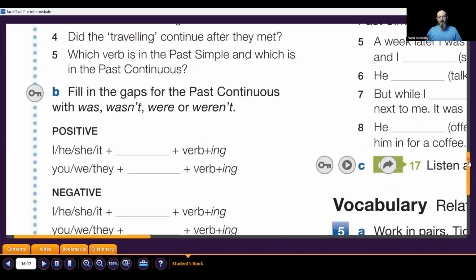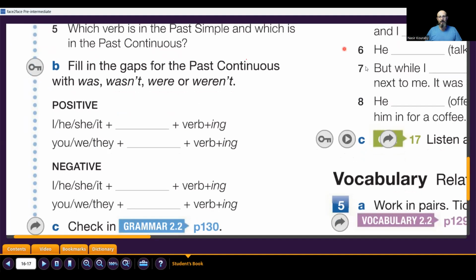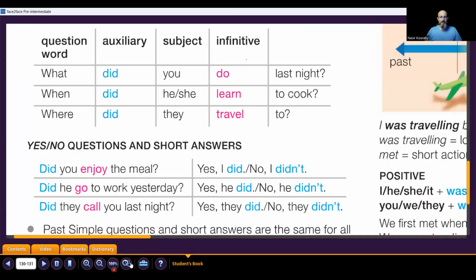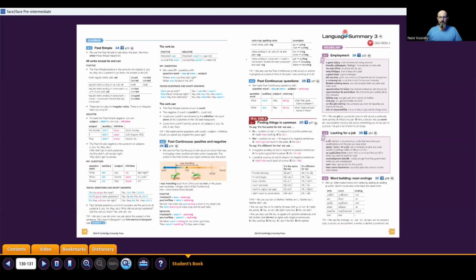Now we'll move down here and we'll fill in the gaps, because this is how we write past continuous. So here we have fill in the gaps for the past continuous with was, wasn't, were, and weren't, please. Now we'll go to page 130, grammar 2.2, and check. Grammar 2.2. It's here.